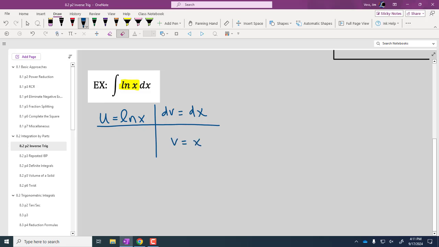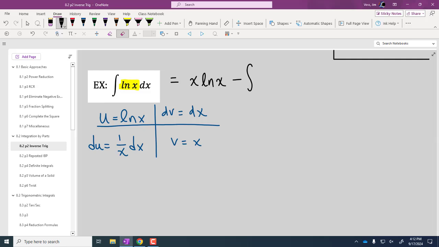So we do the integral over here. Integral of dv is v. Integral of dx is x. Over here, we do the derivative, and we get 1 over x dx. So there is our recipe for this integration by parts. We go uv, x ln x, the main diagonal, minus the integral of what? 1. The integral of the bottom row. x times 1 over x is 1. So we're going to integrate dx. And what's the integral of dx?